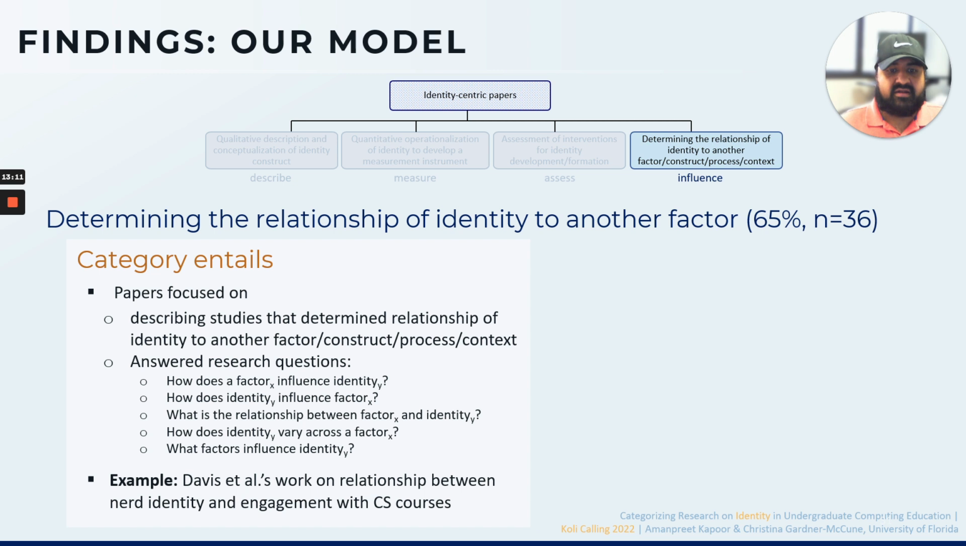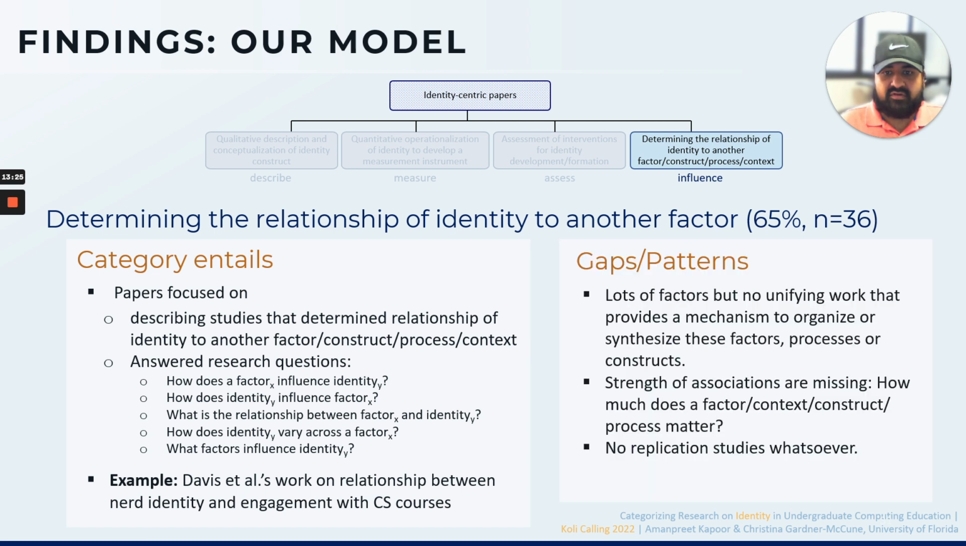For example, papers asked, how does gender identity influence professional identity in computing, and so on. For example, again, Davis et al.'s work explored the relationship between nerd identity and engagement with CS coursework, and this category had quite a lot of papers, which is 65% of the papers sought to determine the relationship of identity to another factor. The biggest gap in this category was there was no unifying work that provided a mechanism to organize or synthesize these factors, as well as the strength of associations are missing, which means we do not know how much one factor mattered over another.